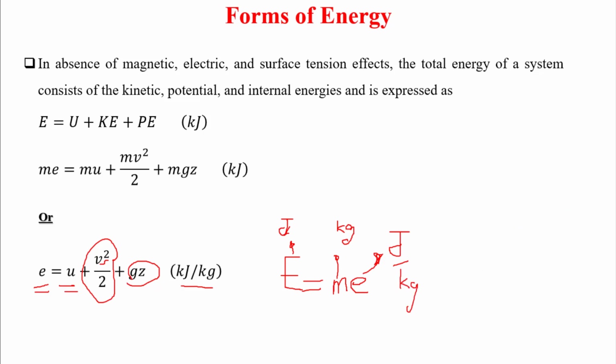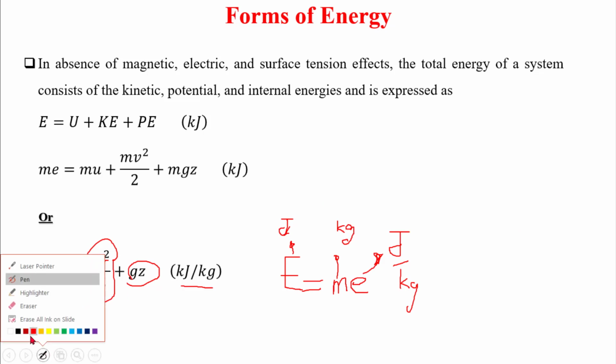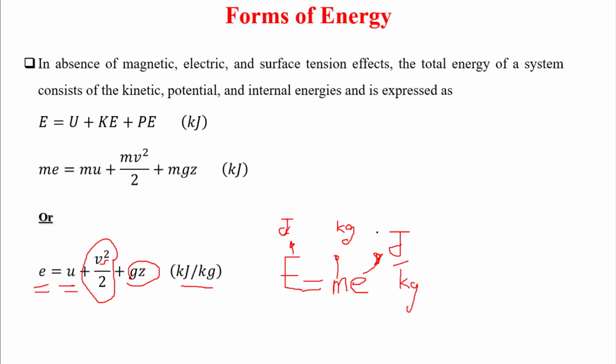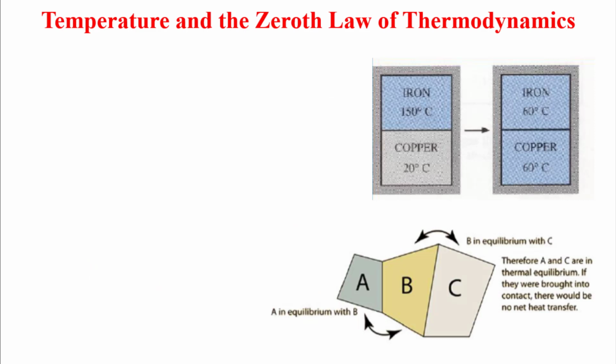Now, if you wish to write kilojoule, it depends on the question. It could be kilojoule, megajoule, or joule. So for the transfer from this equation to this equation, we must first write it on a mass basis: mass multiplied by energy, mass multiplied by internal energy, mass multiplied by kinetic energy, and mass multiplied by g multiplied by z.